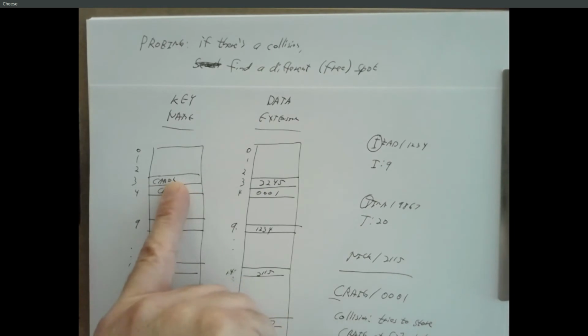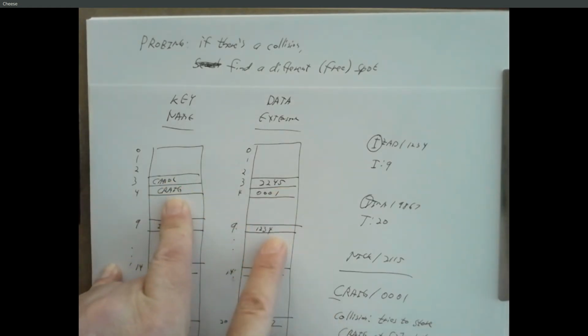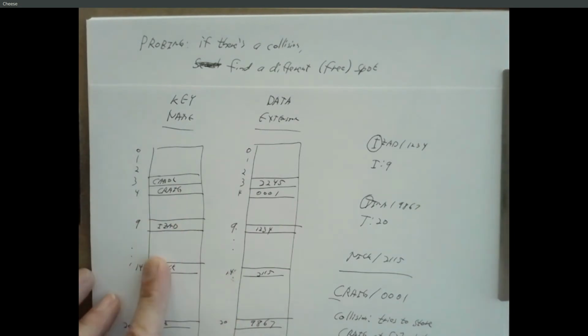So at location 3, we would have, say, a sentinel node, which points to a linked list whose first entry is Carol 2245, whose next entry is Craig 0001, and so on. So we don't have to look for different locations in here, but now our performance starts to degrade.